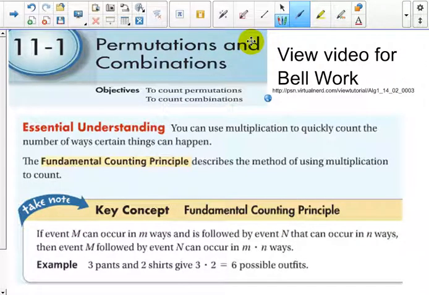Right, so today we're moving on with chapter 11, and our first lesson is about permutations and combinations. And so we're going to learn what a permutation is and what a combination is. And we're going to write these formulas at the top of your assignment, so make sure that that's ripped out.